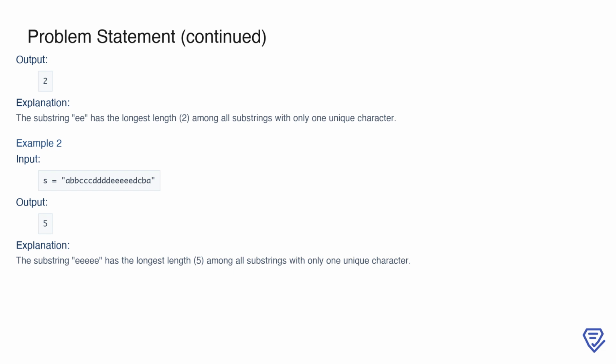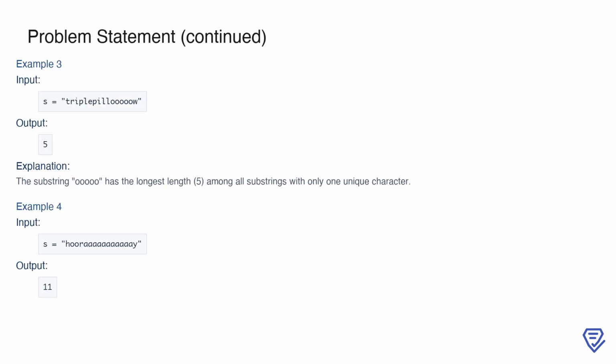Similarly, for the string S equals apt_d_dikpa, the longest substring of identical characters has a length of 5. Therefore, the output is 5. These examples help illustrate the process of identifying and measuring the longest substring with a single unique character. Another example is the string S equals triple-paloo. Here, the longest substring with identical characters is O, which has a length of 5. So, the output is 5.